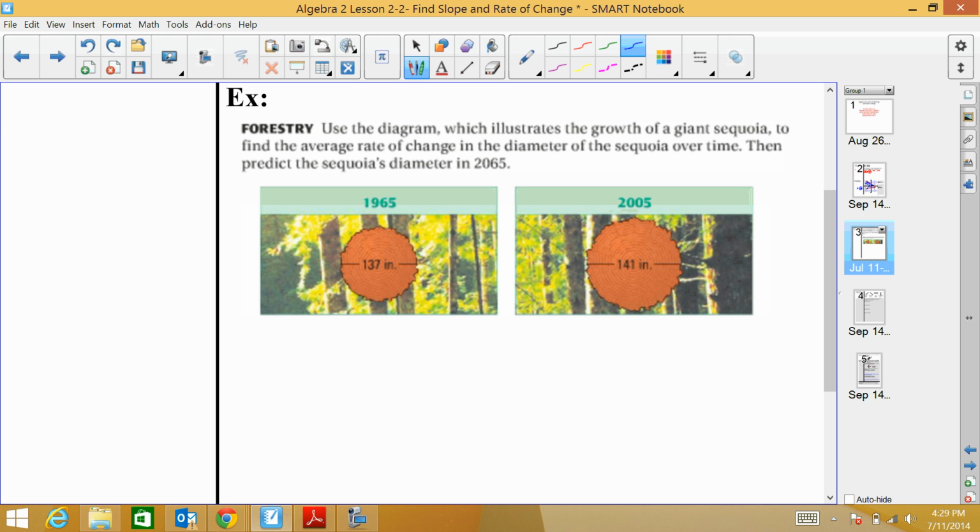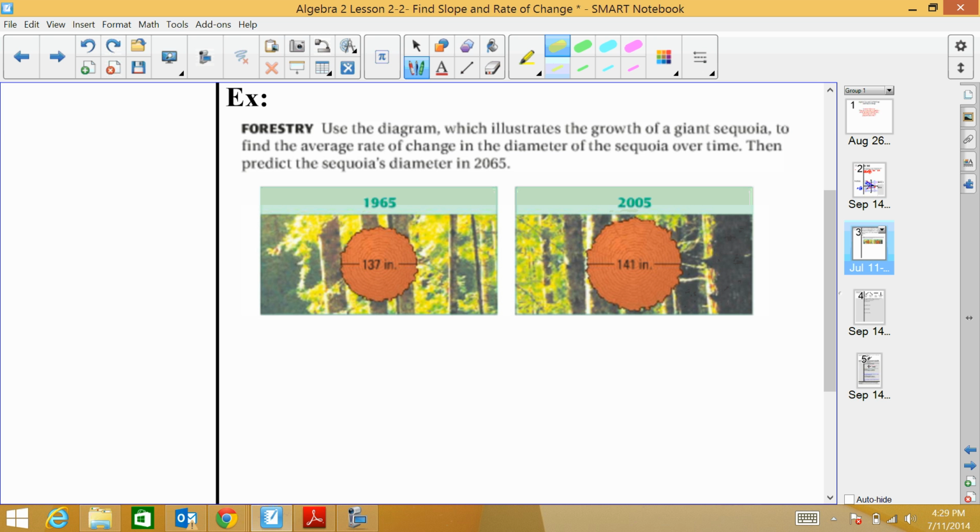It says, use the diagram, which illustrates the growth of a giant sequoia, to find the average rate of change in the diameter of the sequoia over time. So when we're doing word problems, there's one thing that you should really pay attention to. I'm going to grab my highlighter here. Okay, let's highlight some key things in this problem.